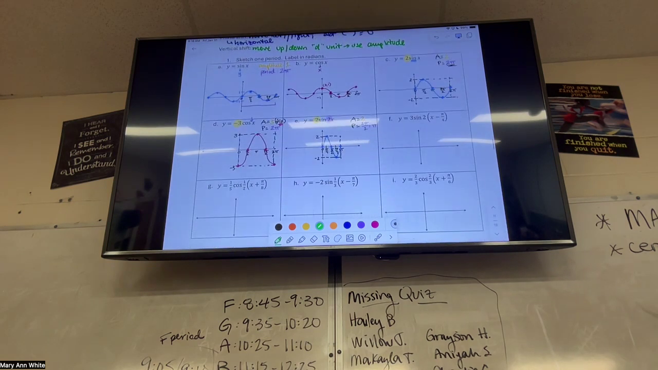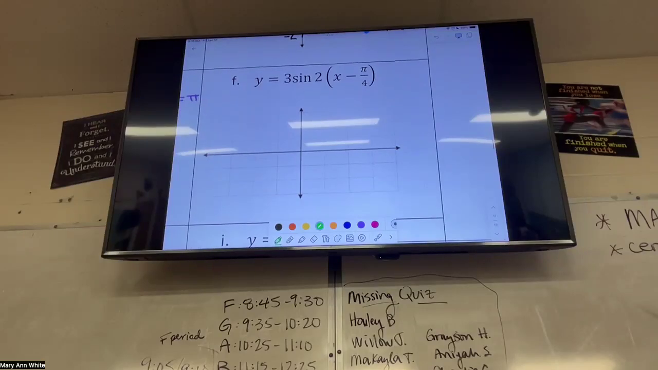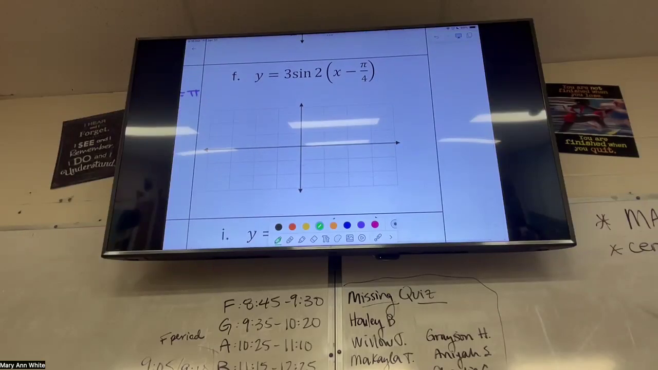So we're going to jump down, and on letter F, that's the one we left off of last time. And the reason we did is because now I have something inside here that is with my X. That's affecting if we're moving left or right. Okay, let's do the things we already know first. Tell me amplitude, tell me period. Amplitude is 3, period is 2 pi divided by 2. So my period is pi. I have to get my whole sine curve done in pi units. So it's a little scrunched up.